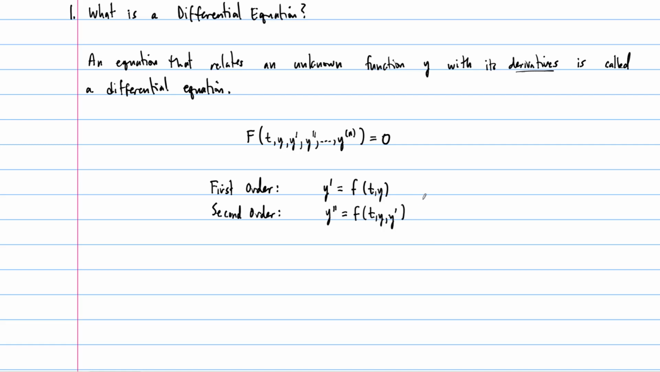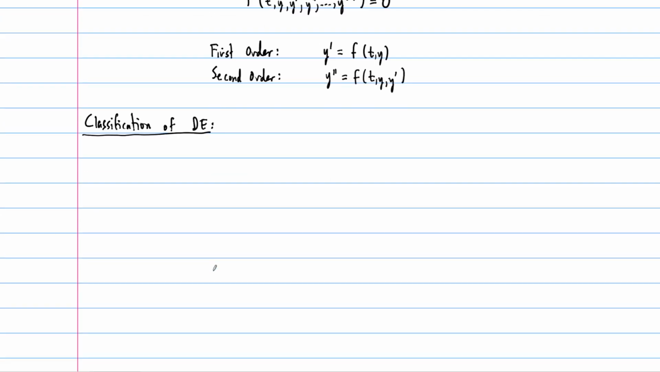This leads us to another question: how can we define this word order? When we classify our differential equations, there are certain words that we use that we just have to know. So first order of business, pun intended, is to define what it means to be the order of a differential equation. The order of a differential equation is the highest or largest derivative that shows up in the equation.